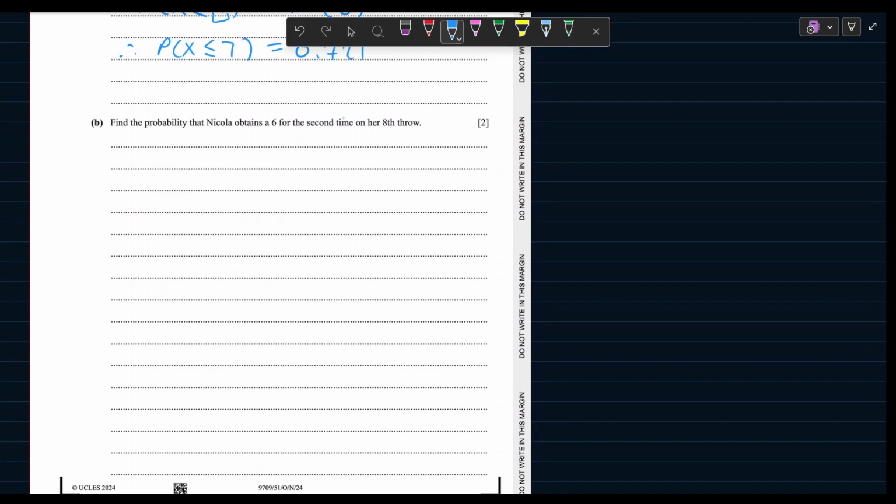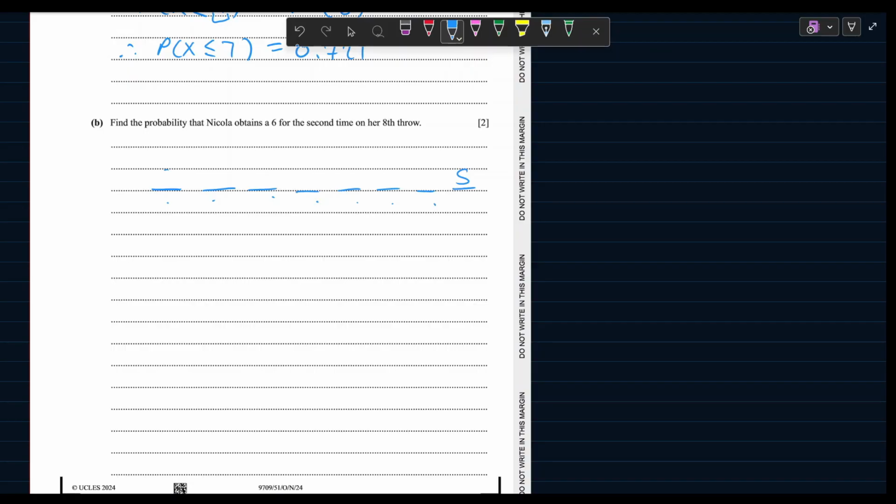Part B says, find the probability that Nicola obtains a 6 for the second time on her 8th throw. Okay, so let's write down all throws. She's got a first throw, second throw, third throw, fourth throw, fifth throw, sixth throw, seventh throw, eighth throw. So she gets a 6 on the 8th throw, but her first success is on either of the first 7 throws. We don't know which one.